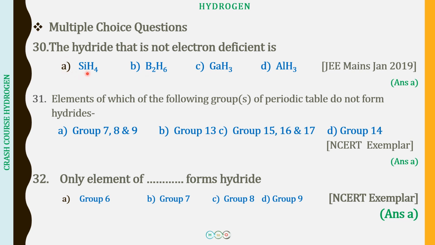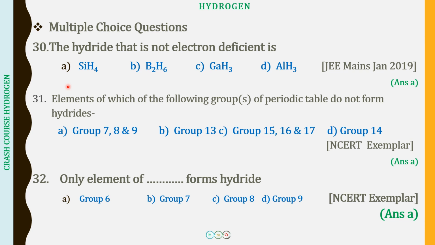Next we look at this option. This is silicon hydride. So silicon has 4 electrons in the valence shell. All the group 14 elements will have 4 electrons in the valence shell. They will be forming 4 bonds. So their central atom octet is complete, and such hydrides are called electron precise hydrides.